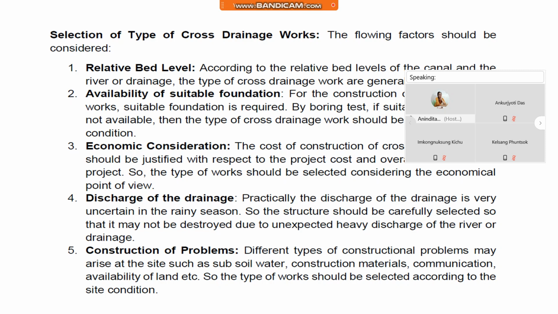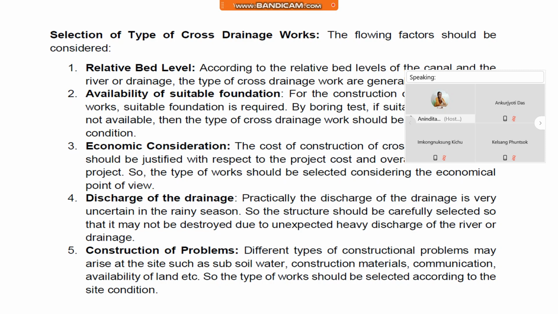Number 5, construction problems. Different types of constructional problems may arise at the site, such as subsoil water, construction materials, communication, availability of land, etc. So the type of work should be selected according to the site condition.